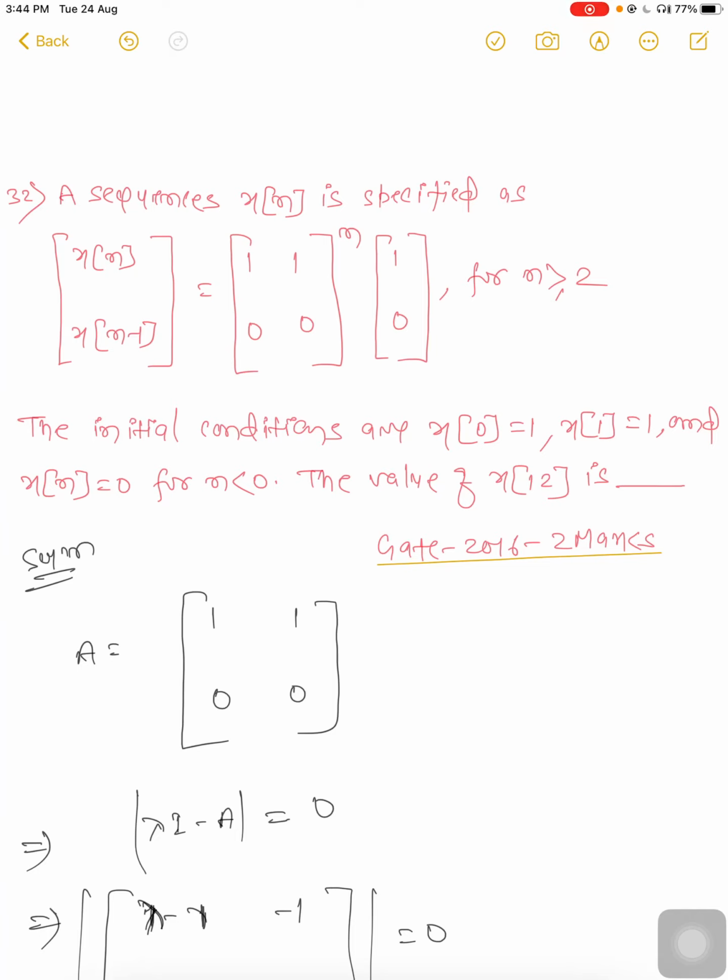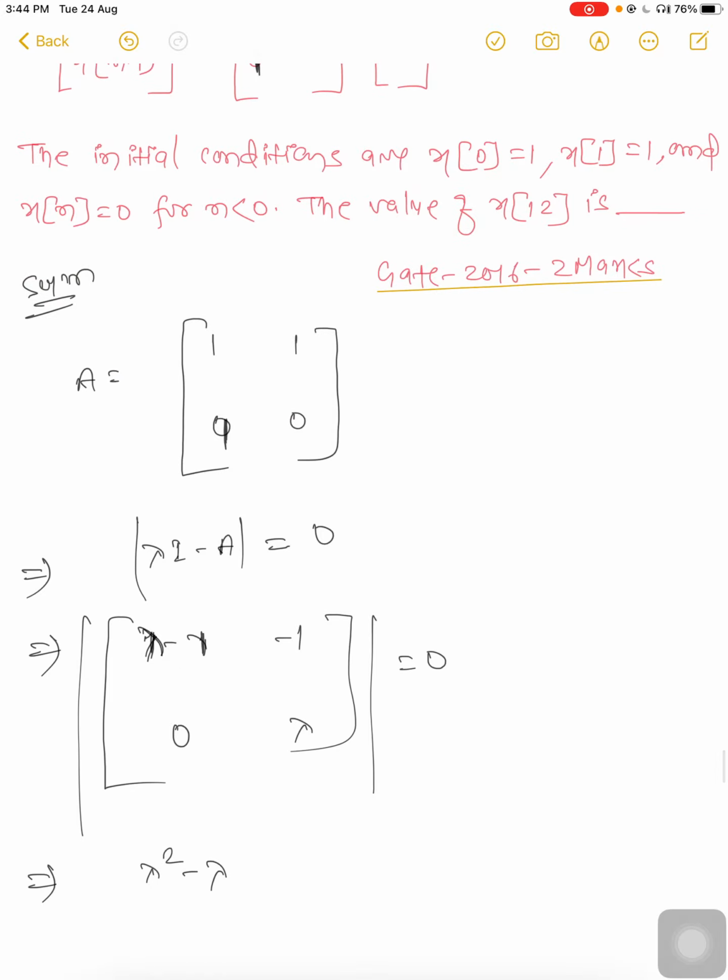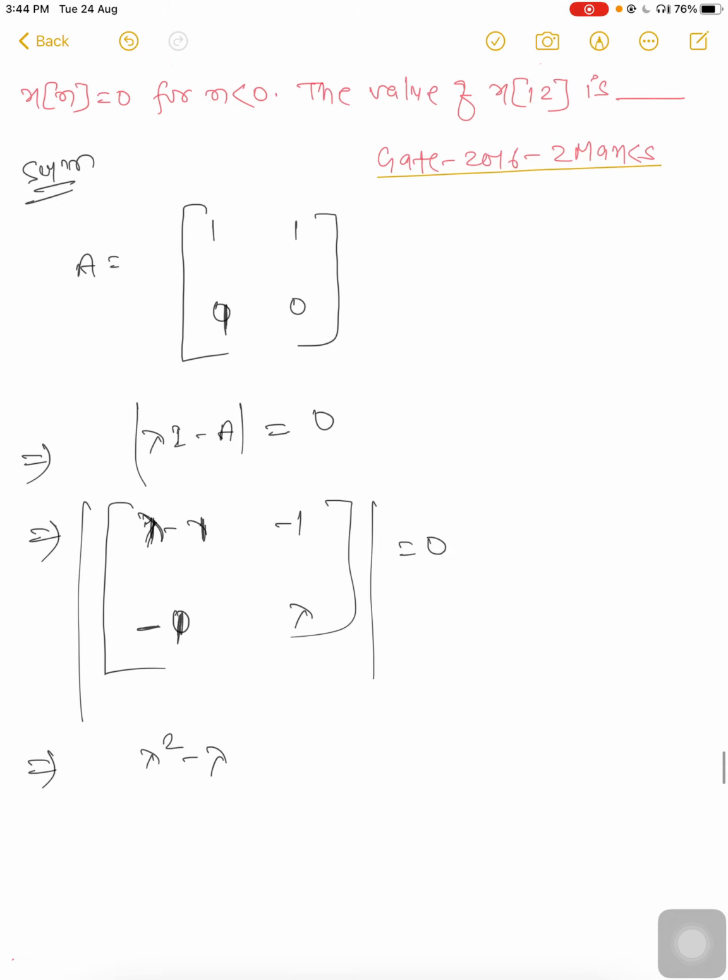I have made some mistakes. Here is the one. When you take the minus 1, then here will be minus 1.